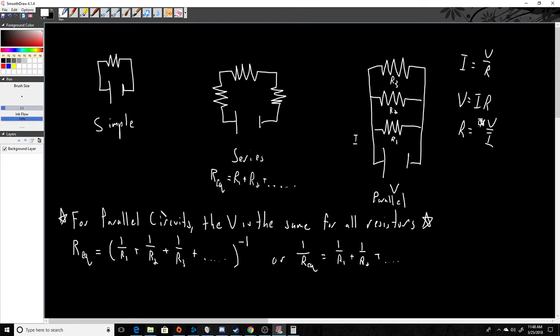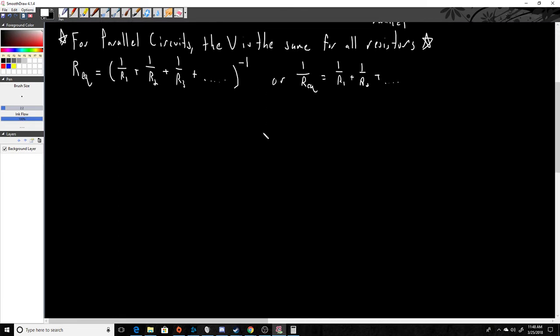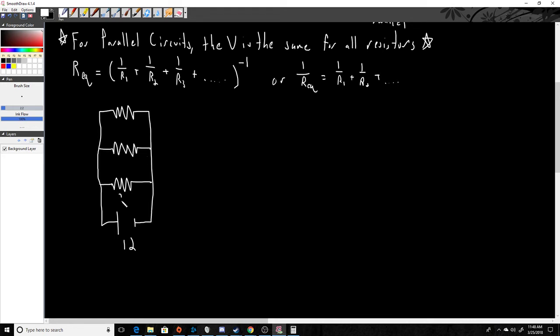So let's actually look at a parallel circuit here. I'm going to go back to my 12-volt battery. We'll go with a 2 ohm resistor, a 3 ohm, and a 4 ohm resistor. And I just want to know what my total current going through here is.